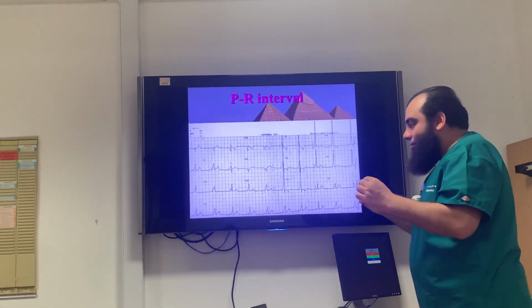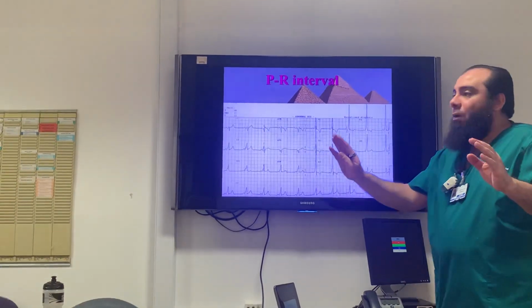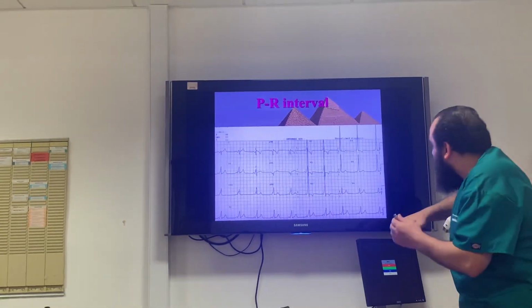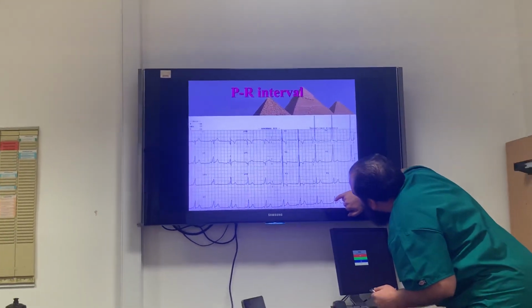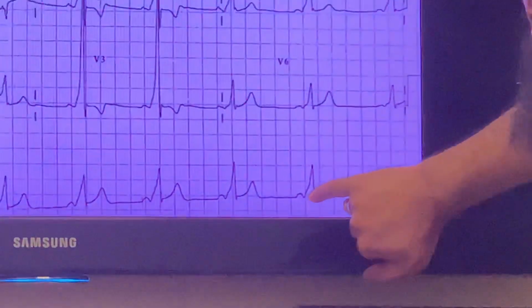So are you saying if you drew a line down from the top of the upslope, it's still 5 squares and it's still normal? Yeah. You see that one? If we came down straight, it will come here. We will find a normal PR. Oh, okay.